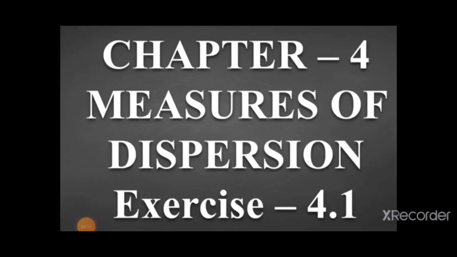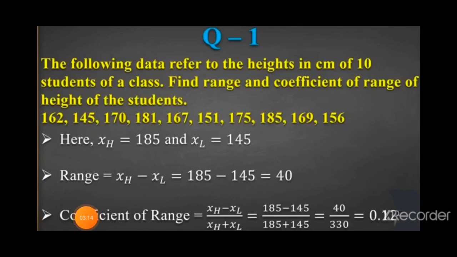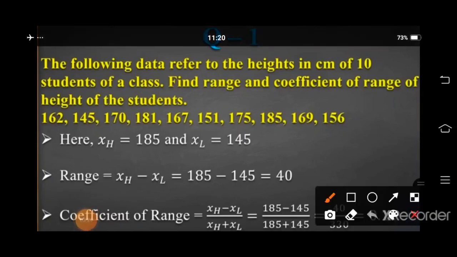Exercise 4.1. Sum number 1: the following data refer to the heights in centimeter of 10 students of a class. Find range and coefficient of range. Heights of the students: 162, 145, 170, 181, 161, 151, 175, 185, 169 and 156.